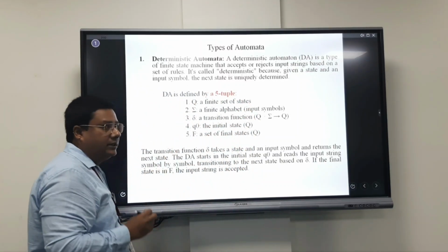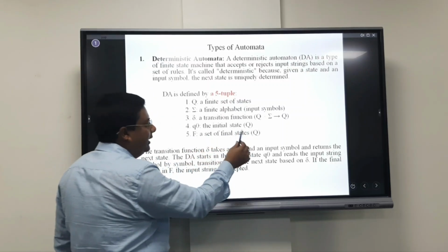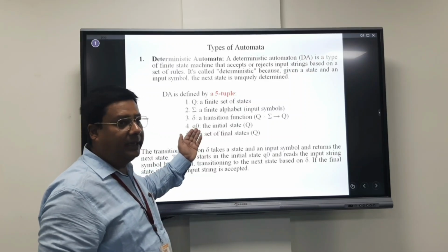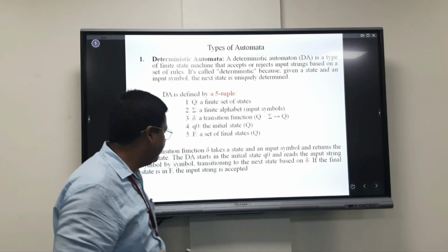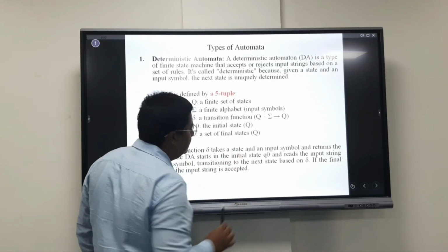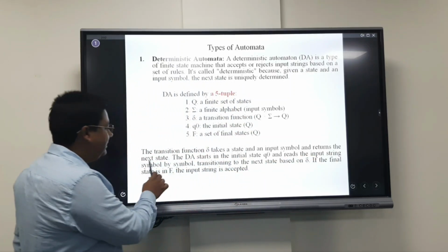Now, the next term is Q0. Q0 is the initial state. F is a set of final states. The initial state is there, we are representing it initially as Q0. F is a set of final states, represented by Q. The next is the transition function. Delta takes a state and an input symbol and returns the next state.